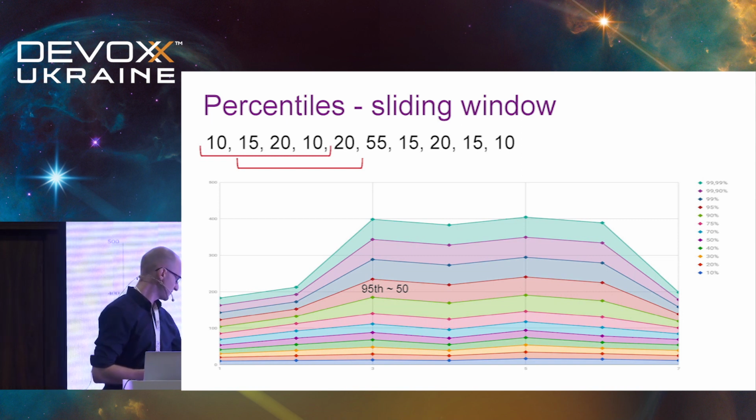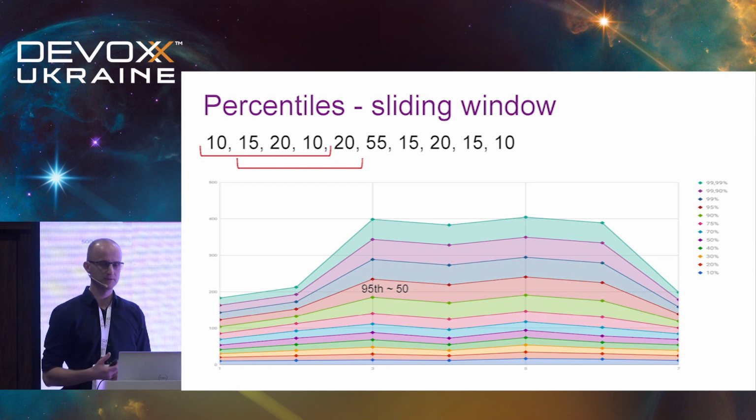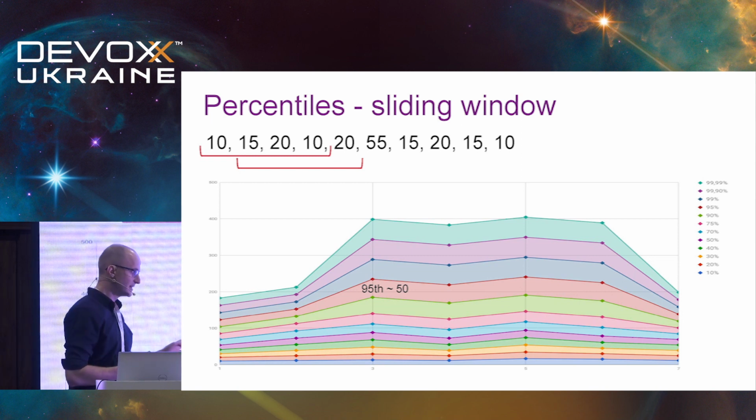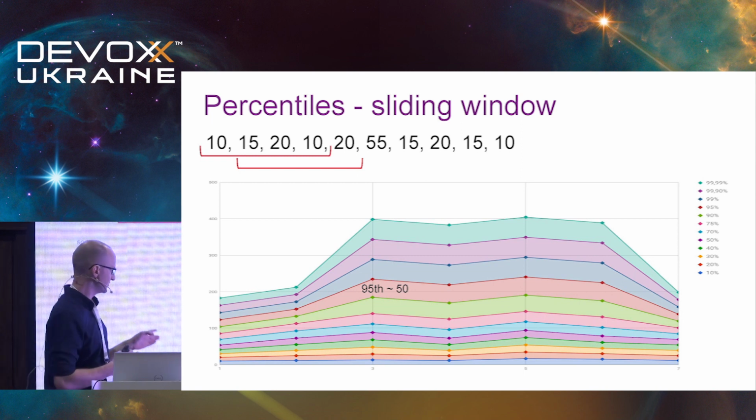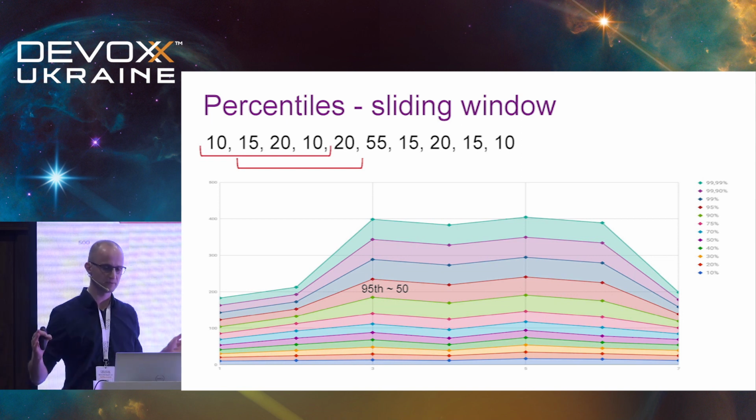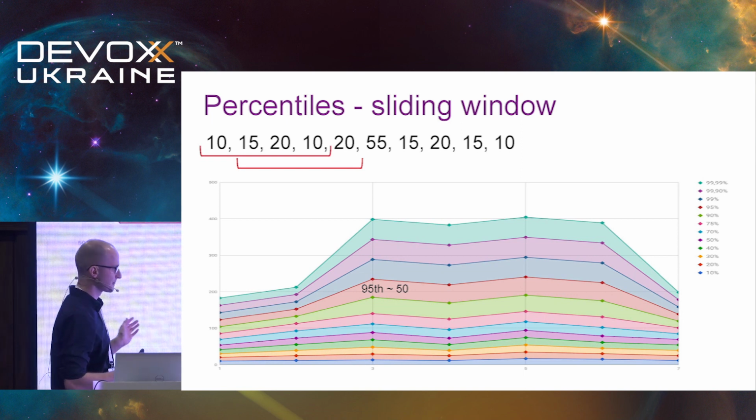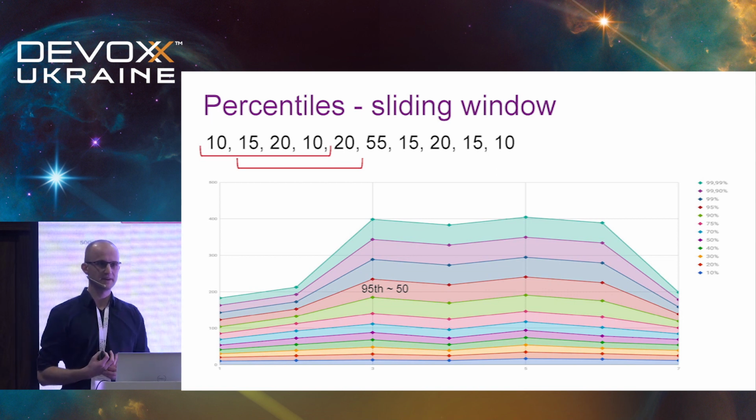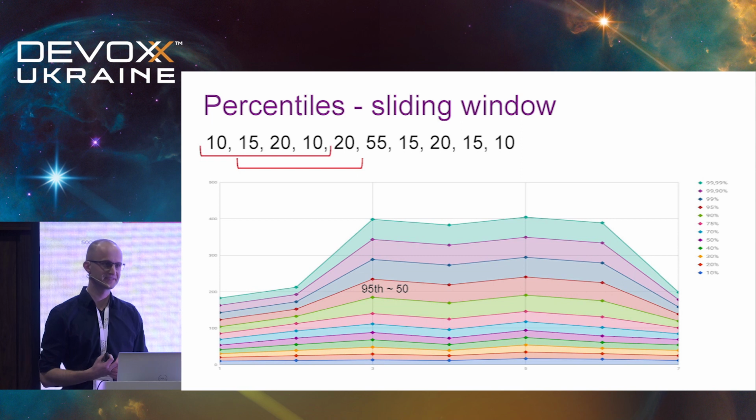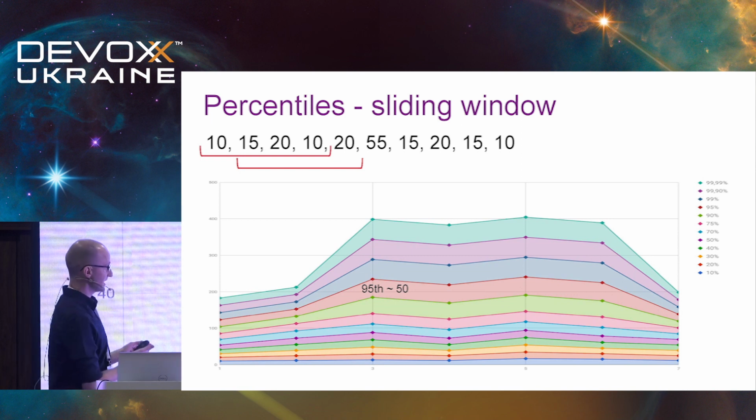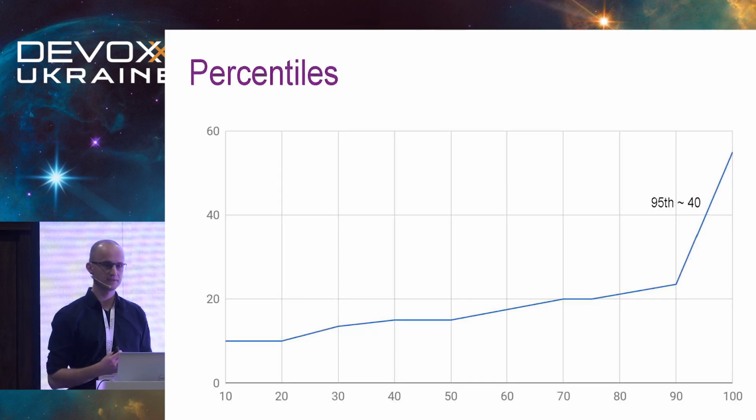And in, for example, the third iteration, the 95th percentile is equal to 50, which is correct, but I would like to know what is the 95th percentile for the whole test and for all my samples. And I cannot get this value from the Dropwizard Metrics library. I mean, I can, but I never know if it's correct or not. And in this case, the 95th percentile for this set of samples is 40.